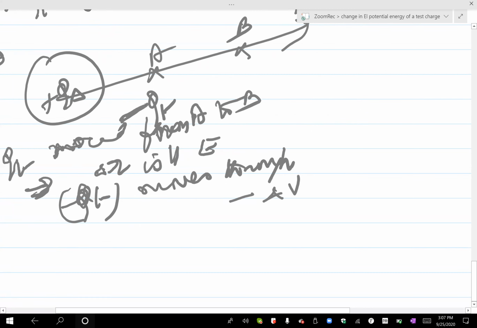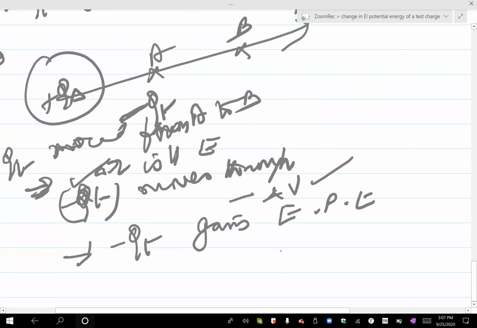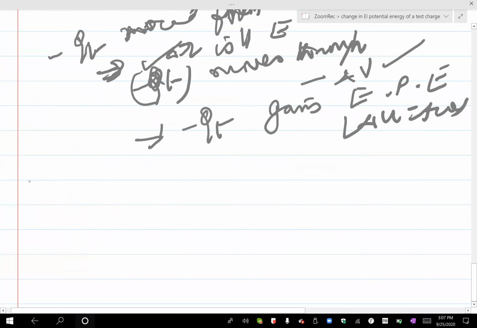Minus delta V, that implies this negative and this negative will make it positive. That implies that minus QT gains electrical potential energy. Delta U is positive.